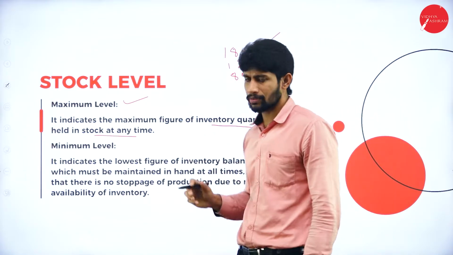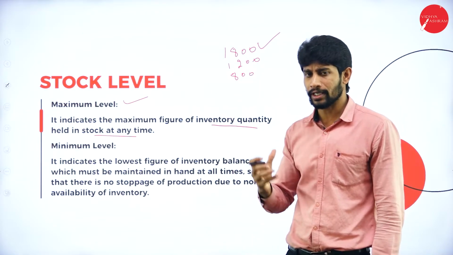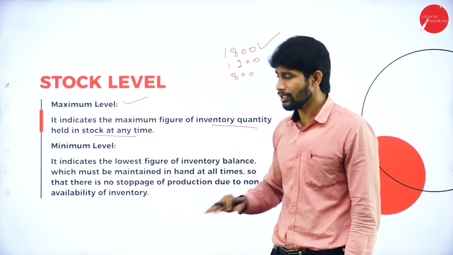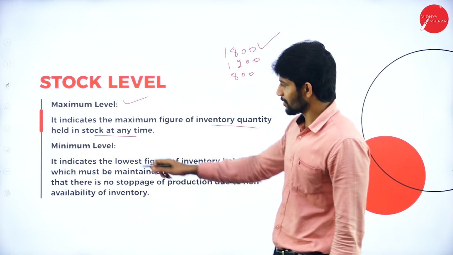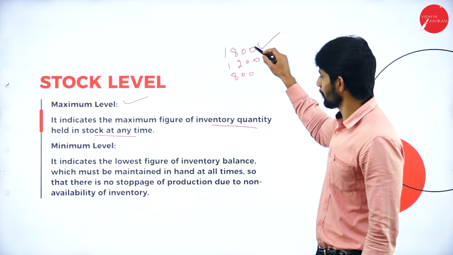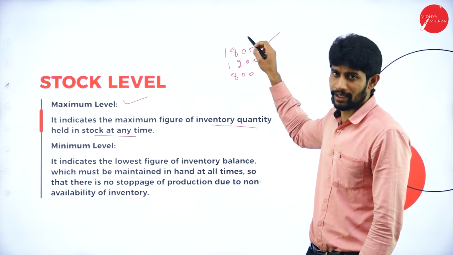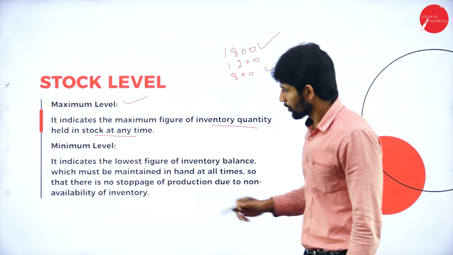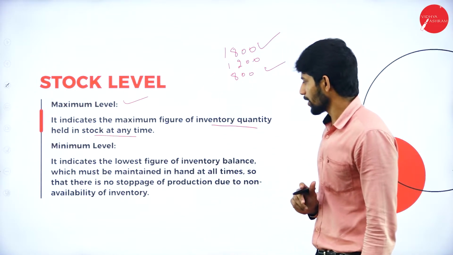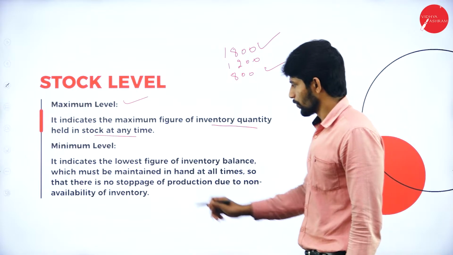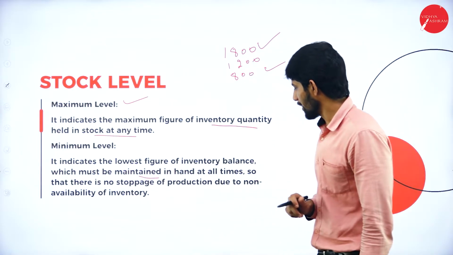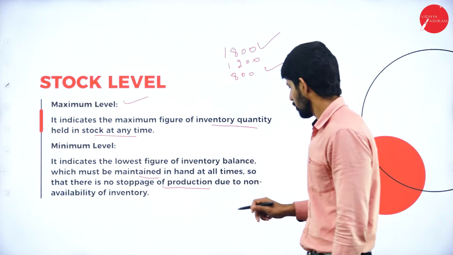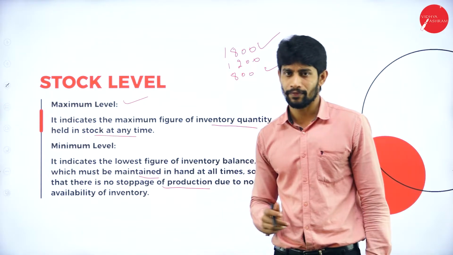So the maximum level is nothing but the maximum quantity of products or material held in a particular duration. Next, the minimum level. Here you can see this is the maximum quantity held in a duration, and what is the minimum quantity? 800, simple, right? It indicates the lowest figure of inventory balance which must be maintained in hand at all times so that there is no stoppage of production due to non-availability of inventory.